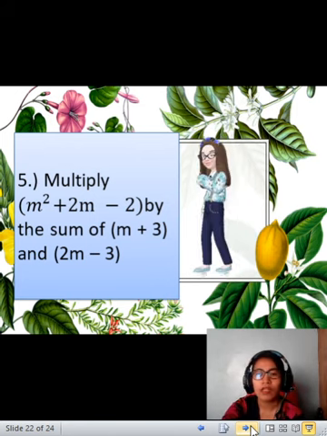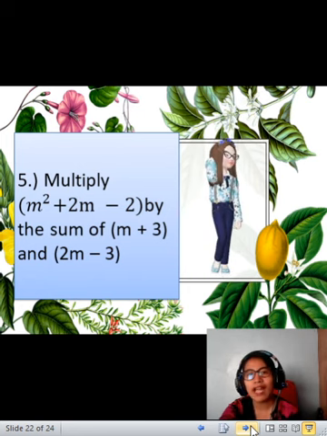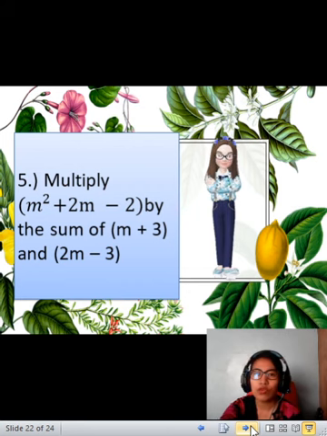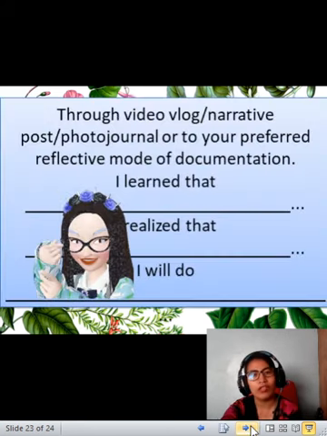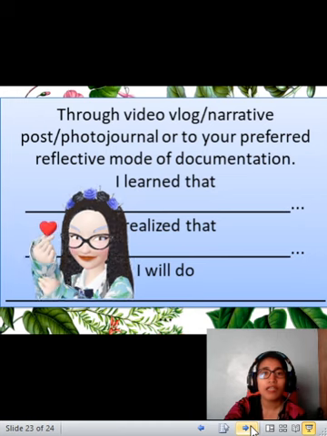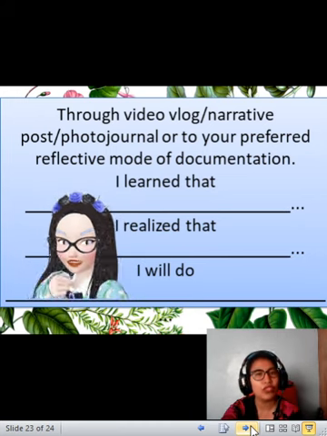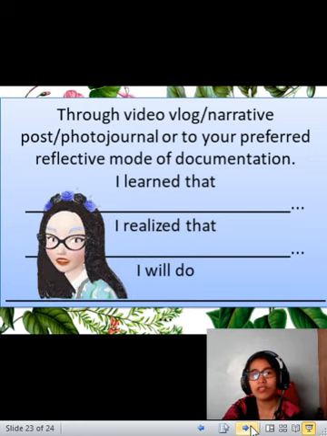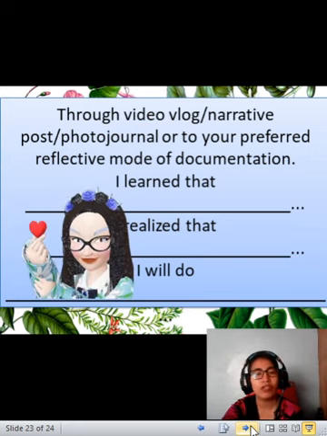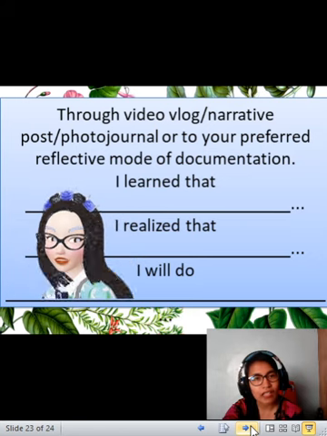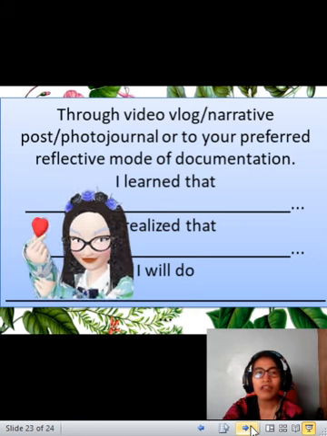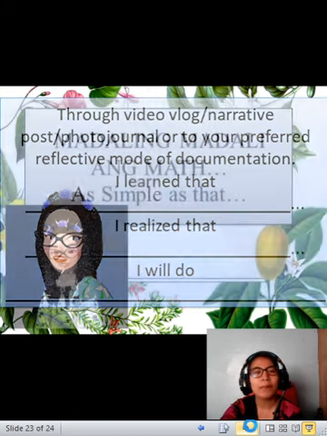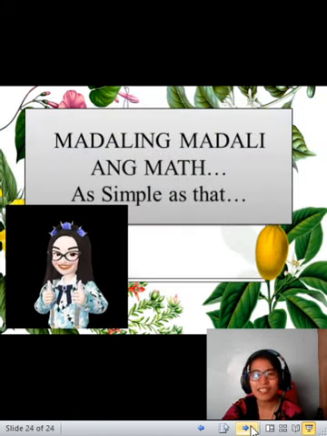Once you're done with your learning task 1, 2A, 2B, and 3, of course, you will do our reflection. And our reflection can be chosen by you. You can do a video blog, a narrative post, a photojournal, or your preferred reflective mode of documentation. Just don't forget to write, I learned that, I realized that, I will do. And we can finally say, madaling-madali ang math, as simple as that.